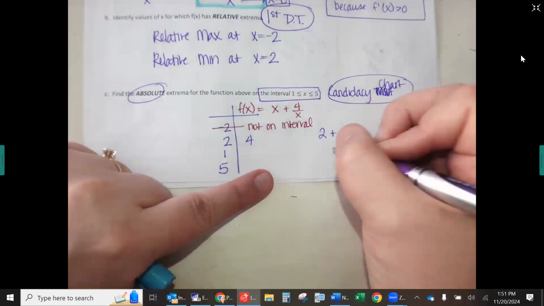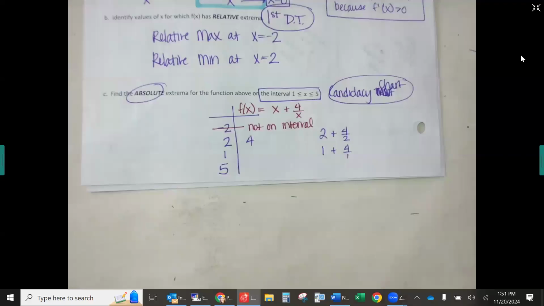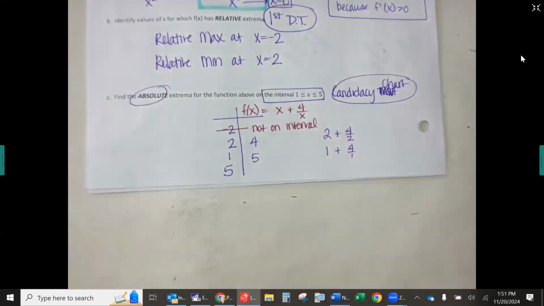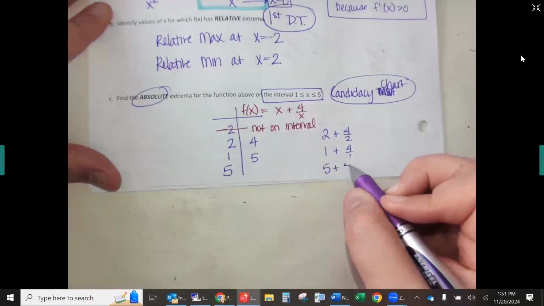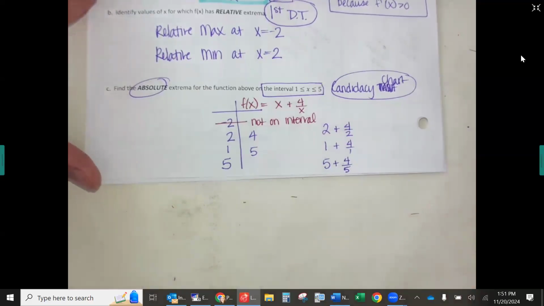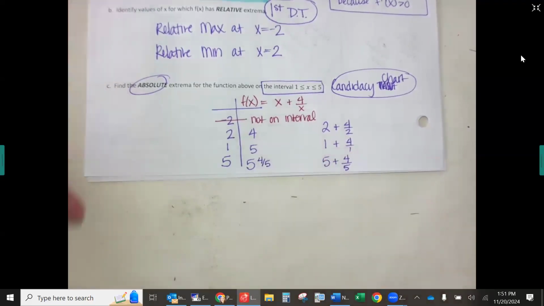Let's plug in 1. It's x plus 4 over x. So it's 1 plus 4 over 1. 4 divided by 1 is 4. Add it with the 1 in the front. What do I get? 5. Okay, last one here. We're plugging in a 5. So it's 5 plus 4 over 5. And I'm just going to be lazy and put 5 and 4/5. Okay, we'll just put a mixed fraction. Or if you like 5.8, that's fine.